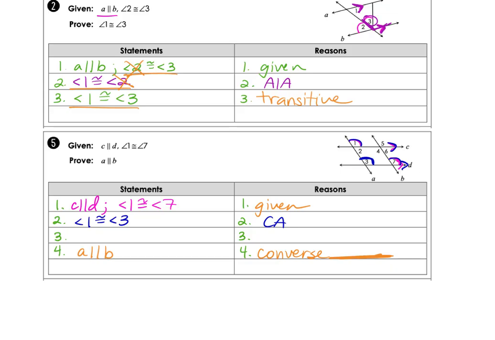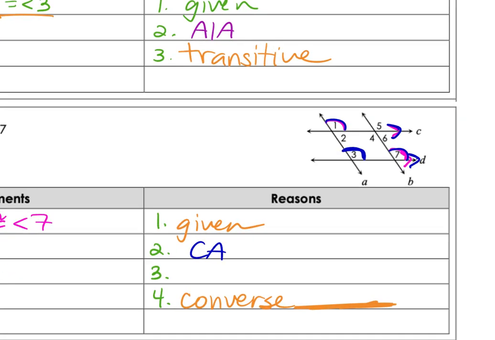Do you see something else that we can say? 3 and 7, you can't say CA, but we can say 3 is congruent to 7. Do you know why you can't say corresponding angles for these two? We don't know that A and B are parallel, so you cannot say corresponding angles because those are a transversal with A and B. You can't do it. We don't know they're parallel.